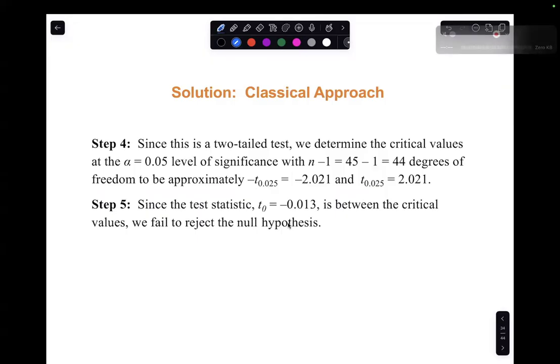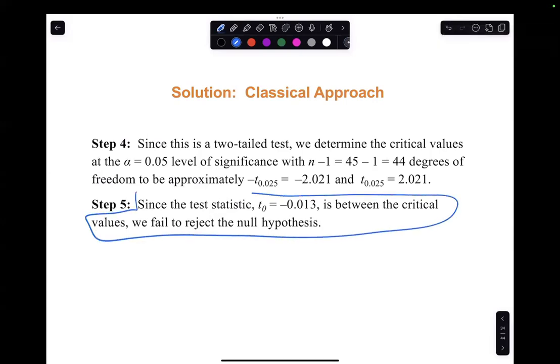I like accuracy. So since the test statistic is between the critical values, you could say it that way, we fail to reject the null hypothesis. You write these words or you write the words I wrote them, either way, you're going to get full credit on that.